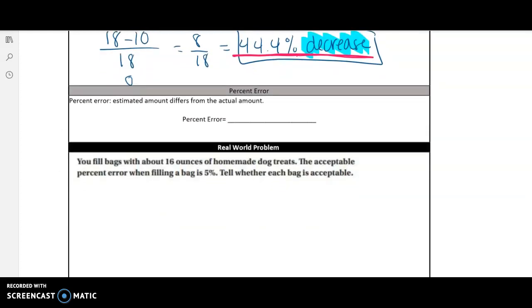All right, so percent of error is when the estimated amount differs from the actual amount. A lot of companies actually use percent error to make sure that their products are as good as they say they are. And so typically we want our percent of error to be really, really small. That way customers can't come back with lawsuits. So percent of error is when we have the amount of the error divided by the actual amount.